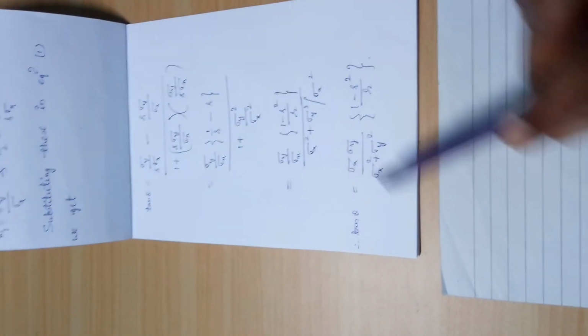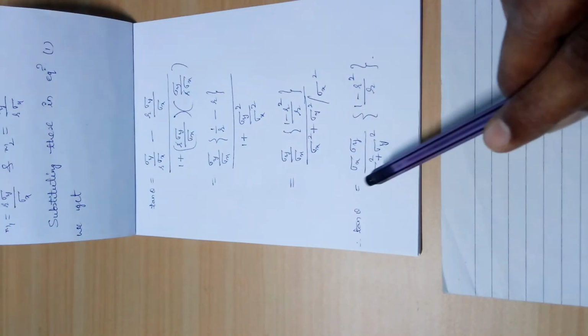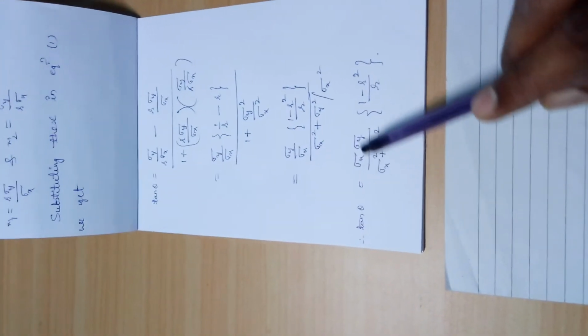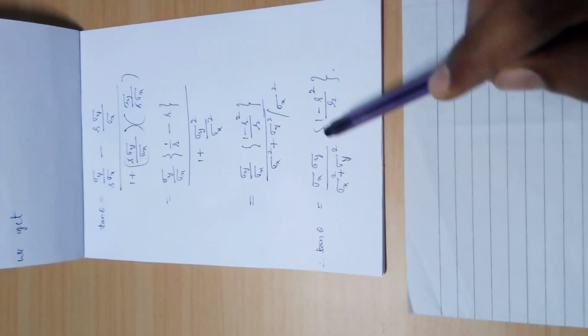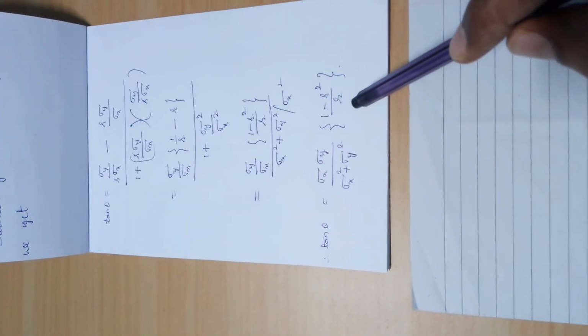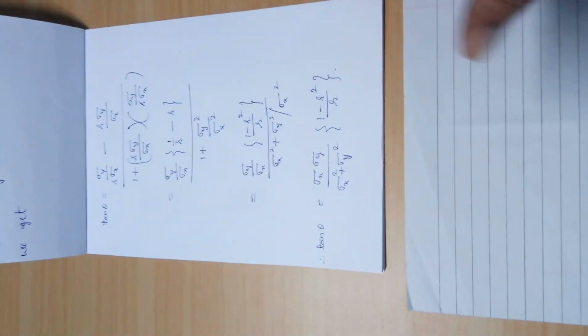Hence the proof. So the angle between the regression lines is given by tan theta is equal to sigma x into sigma y divided by sigma x square plus sigma y square, into 1 minus r square divided by r. That's the proof. Thank you.